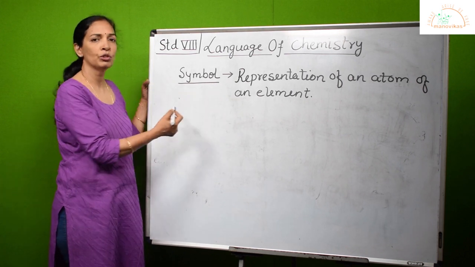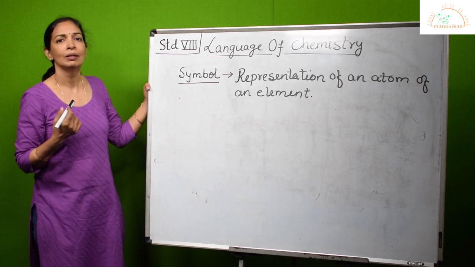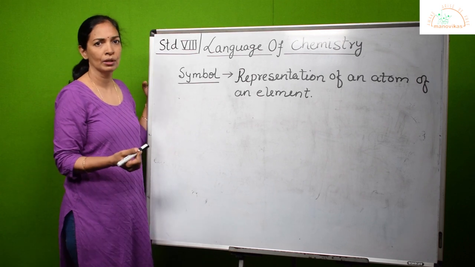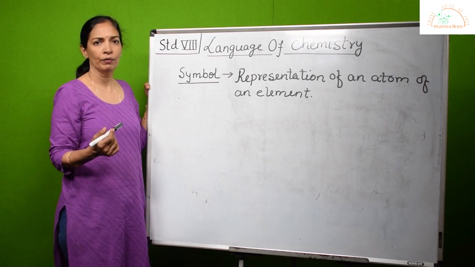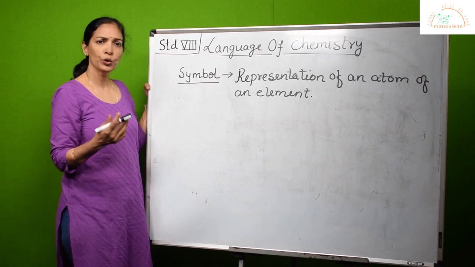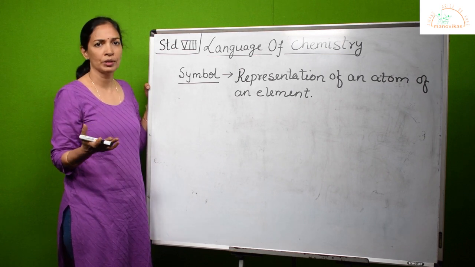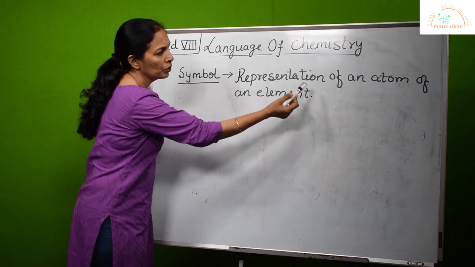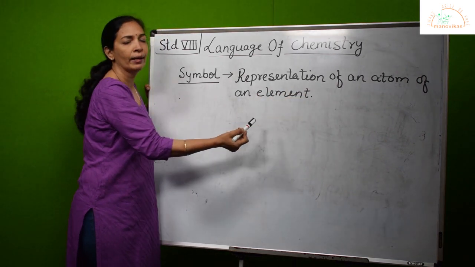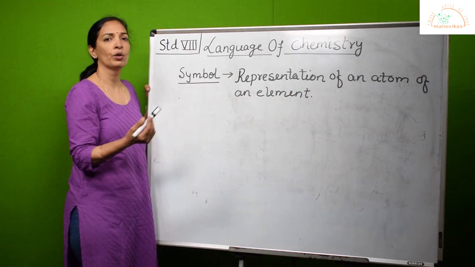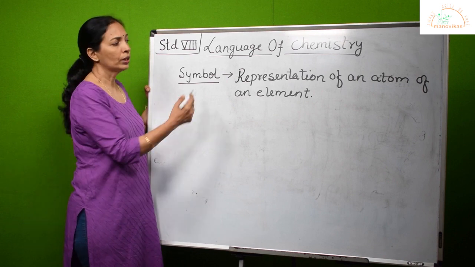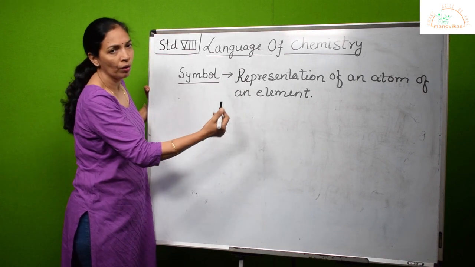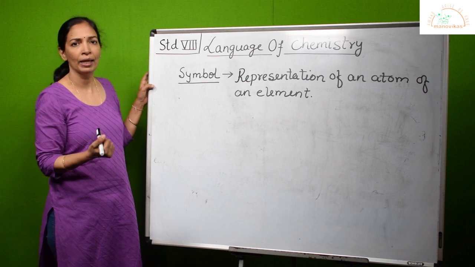So the first thing you are all supposed to know is the symbol of an element. Every element is given a different symbol. Most of you have done this in 7th standard also. So what is a symbol? It is the representation of an atom of an element, or you can say a short form also. So the representation of an atom of an element is the symbol of that element.